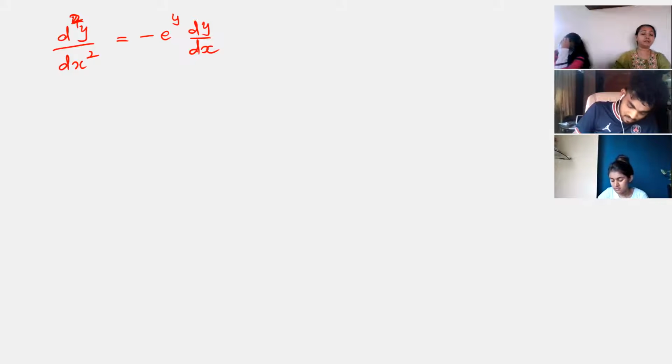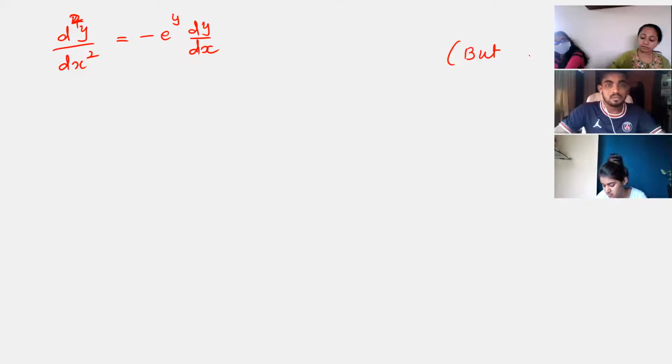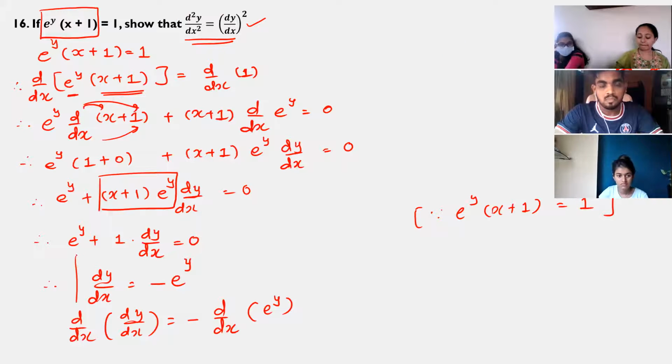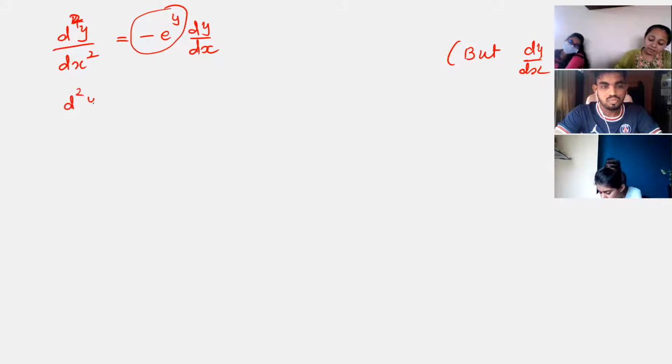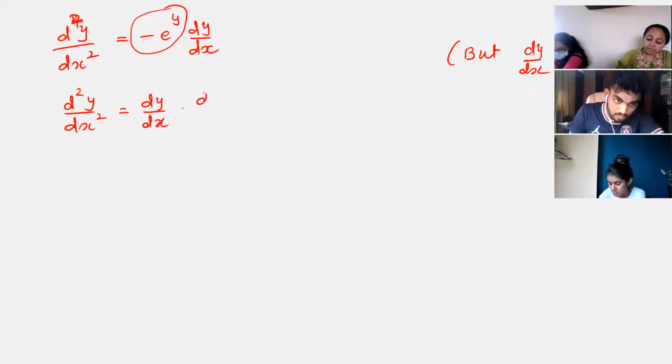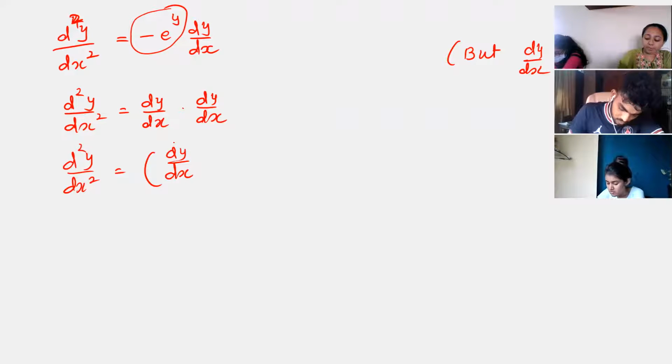Now we can substitute, since we found dy by dx, which is minus e to the power y. To prove this thing, we are going to apply that way. You can give the reason: I can put dy by dx, and one more dy by dx is there. That means the square of dy by dx. Hence proved.